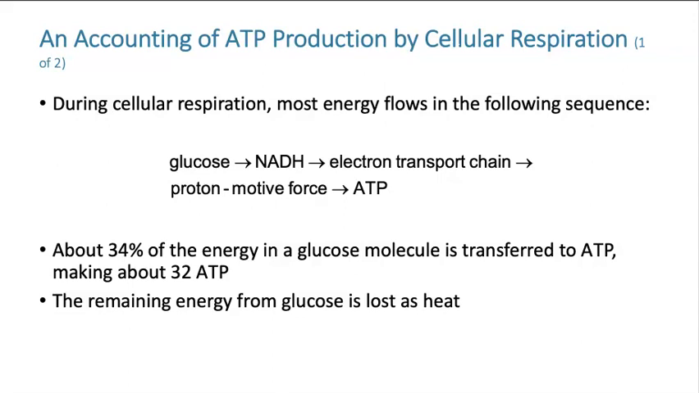About 34% of the energy in a glucose molecule is transferred to ATP. That's not much, but it's still a lot. The rest is going to be lost as heat. And heat's not a bad thing. It helps us maintain our body temperature and homeostasis, but it's really 34%. We get about 32 ATPs out of a single glucose molecule.